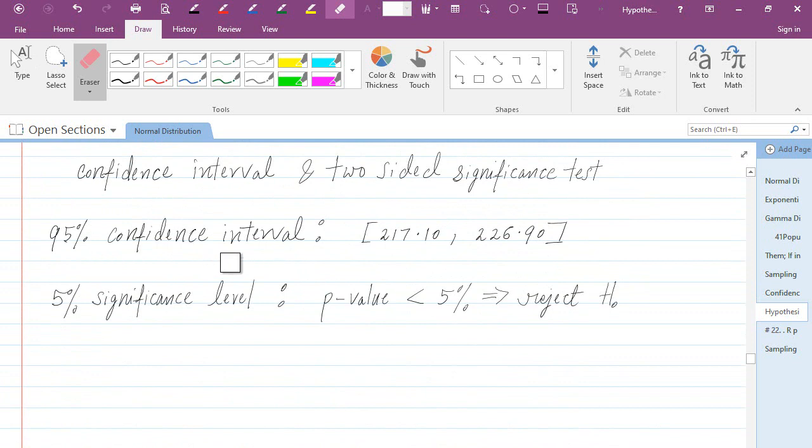So if the 95% confidence interval doesn't contain the claimed mean, then the null hypothesis will be rejected at 5% significance level. On the other hand, if the 95% confidence interval contains the mean, then we fail to reject the null hypothesis at 5% significance level.